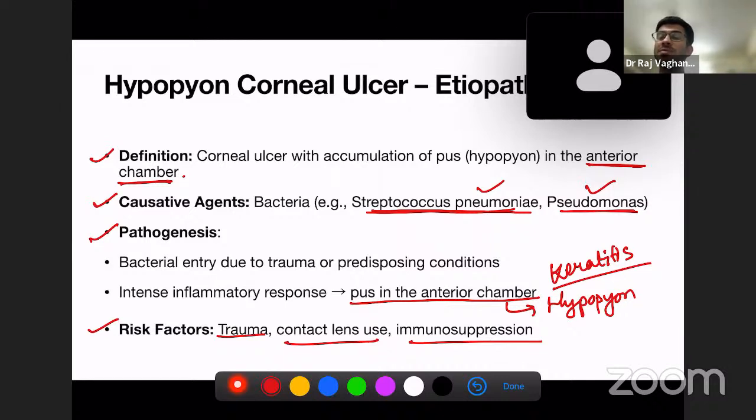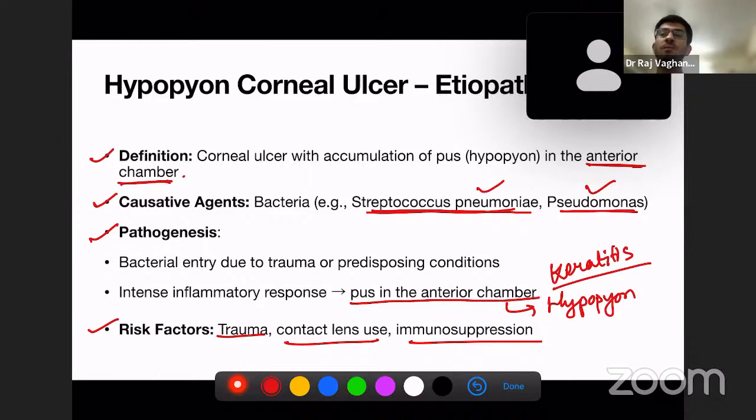then you can be susceptible to the development of hypopyon corneal ulcer, because these bacteria, that is Streptococcus pneumoniae or Pseudomonas, they enter the lens very fast if you use the contact lens very frequently. Okay, and if there's immunosuppression, that is your immune system is not working properly, then also you can develop this disease. Okay, so we have discussed definition.